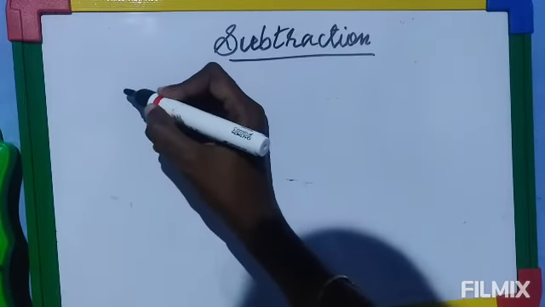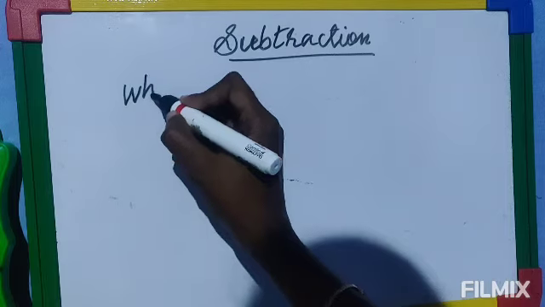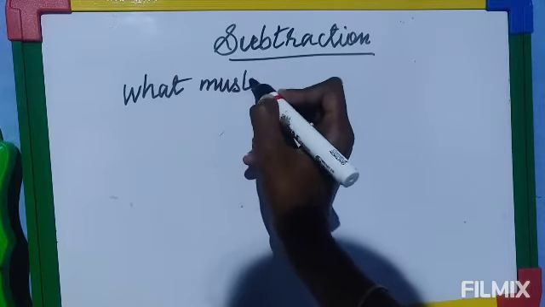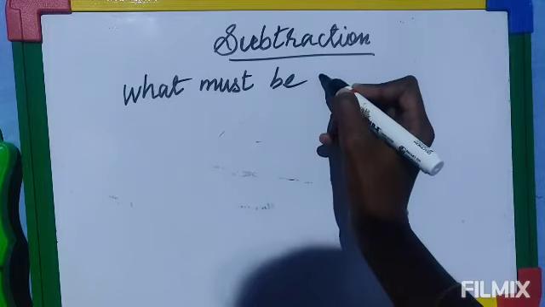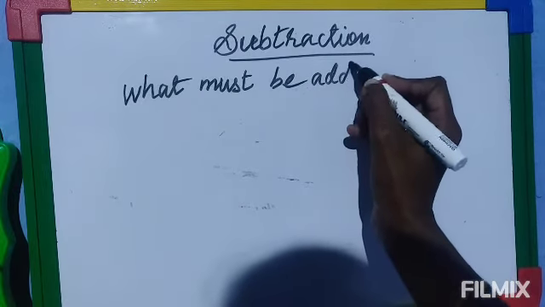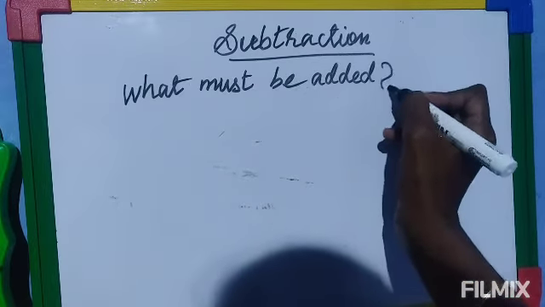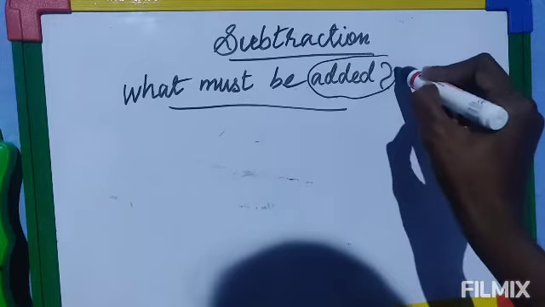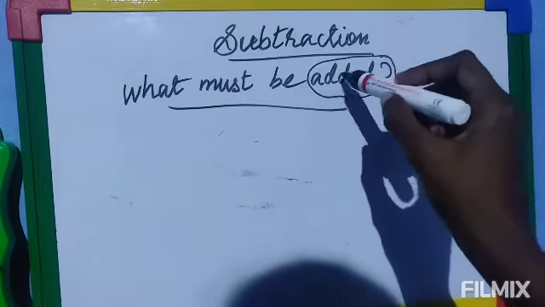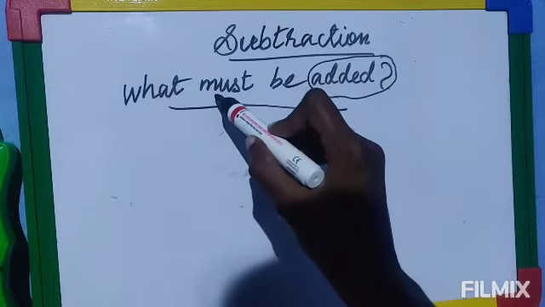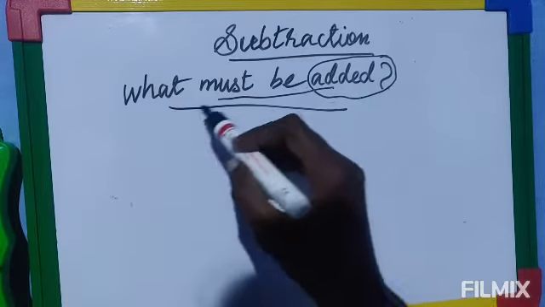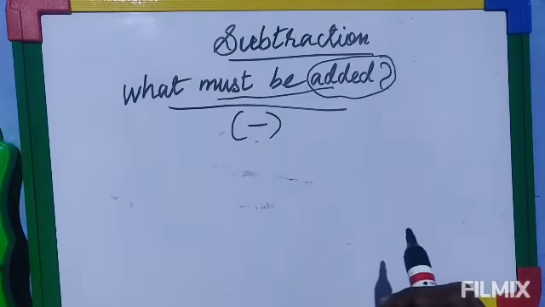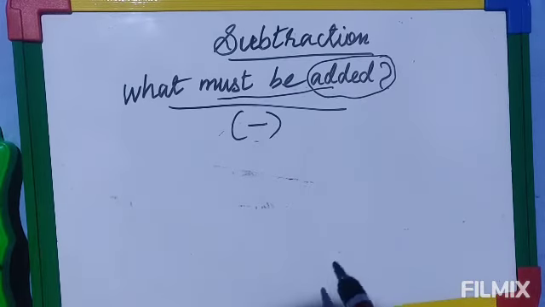Okay, next one. If it is given, what must be added? By looking at the word add, don't think that you have to add. You see the full sentence, what must be added. If it is given like this, what must be added means you have to subtract.